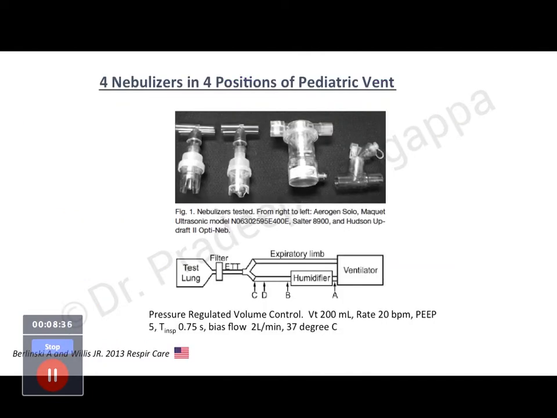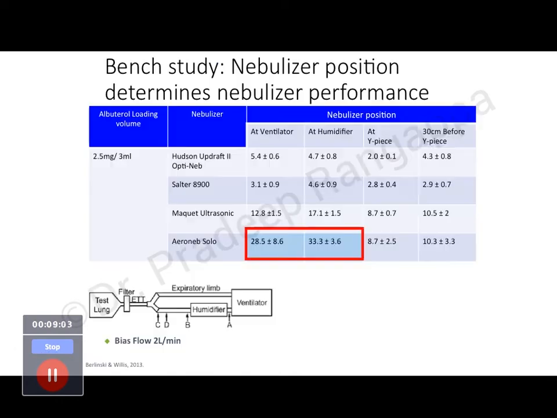Then there was another study in 2013, another US study called the Berlinski study. They looked at 4 positions. So Ari looked at 3 positions in the first study, then 2 positions and the bias flow. Then this Berlinski looked at 4 positions. So he kept one at the ventilator, one after the humidifier. So we expect that this was a heated humidifier. And C, 6 inches from the Y piece. And the first position was again between the ET tube and the Y connector.